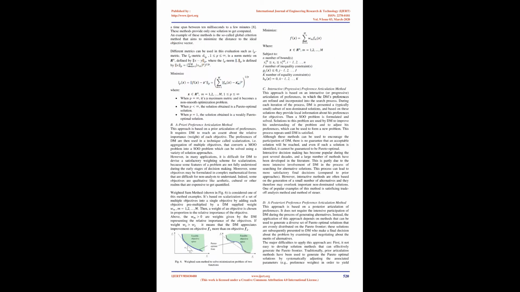An example of these methods is the so-called global criterion method that aims to minimize the distance to the ideal objective vector.